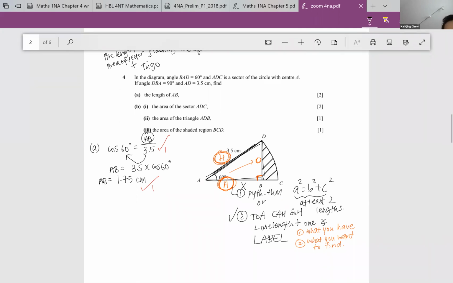Okay, then let's look at part BI. Area of sector ADC. So area of sector, the formula is theta over 360 times pi r square. So theta is 60 degree. Pi r. Oh, what's the radius?